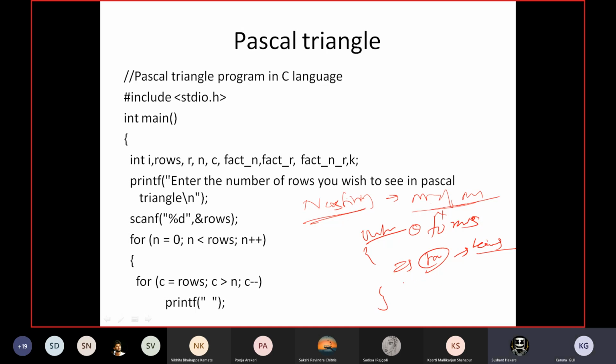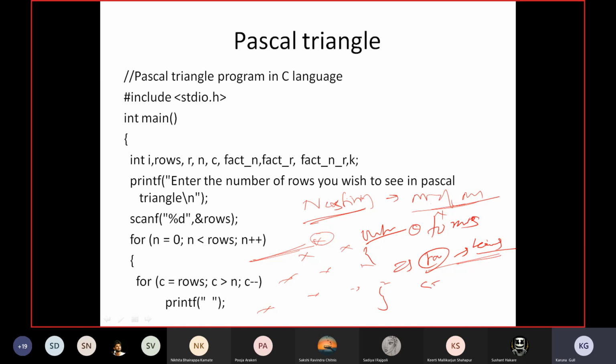How do you leave the space? Yesterday only I have told, no? If it is 4 stars, 4 lines you are printing, then star, star, star, star, then star, star, star. How many spaces are you leaving for the first case? Number of rows minus. Correct, no? That's what you are supposed to write here, right? So we wrote that. So how many spaces are you leaving there?